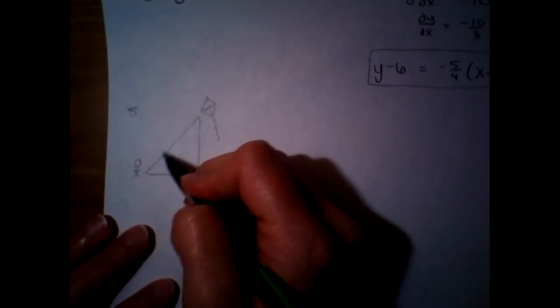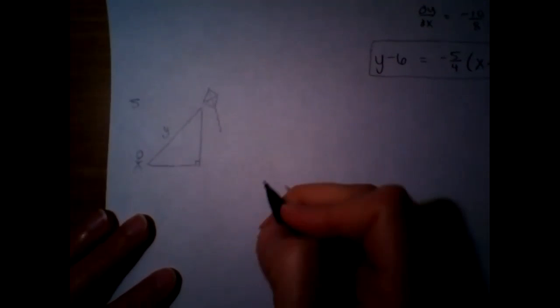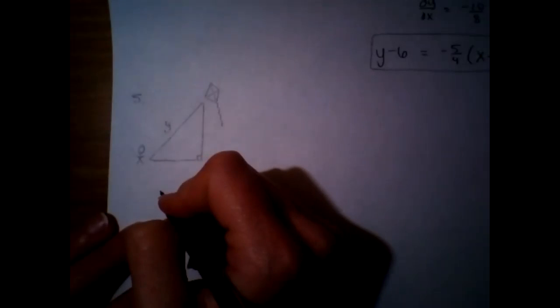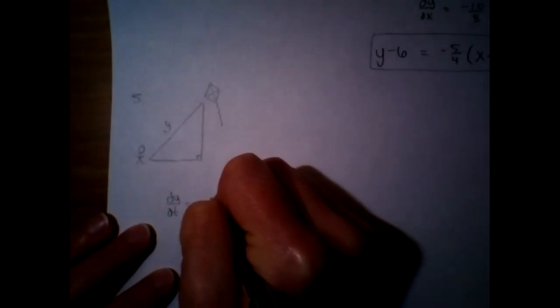So this distance is changing. I need to label that with a variable. I'm going to call it y. You can call it whatever you want. A lot of you used r, which I think you were modeling after the boat problem that we did in class. I think that was perfect. You can call it whatever you like, right? But he is pulling in the kite at 8 feet per second. So that's dy/dt, and that's going to be negative.